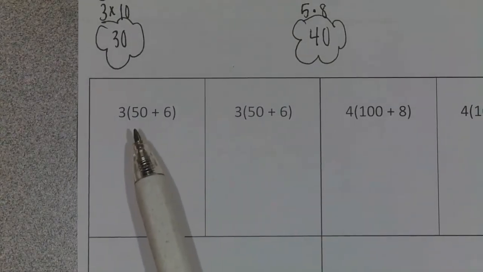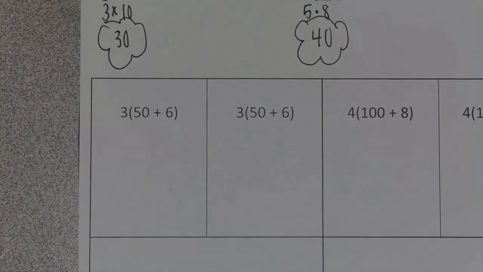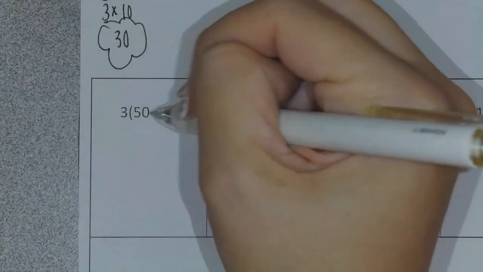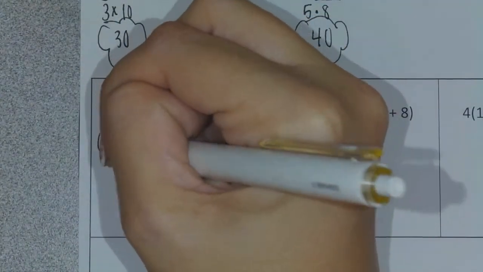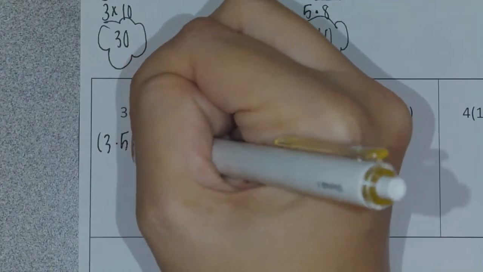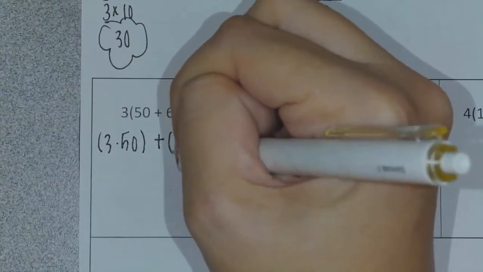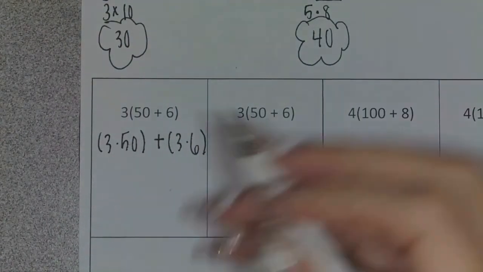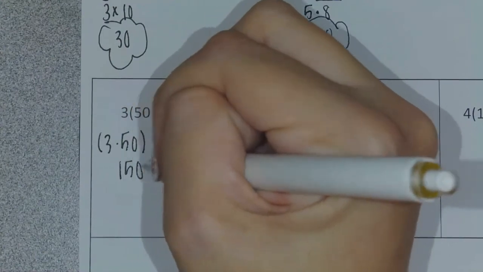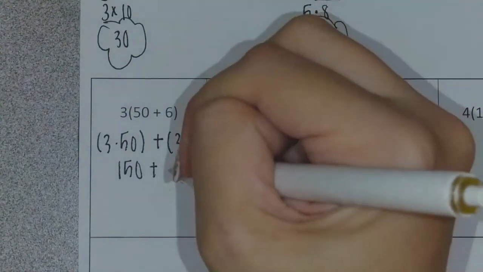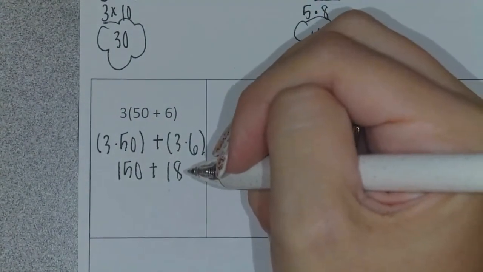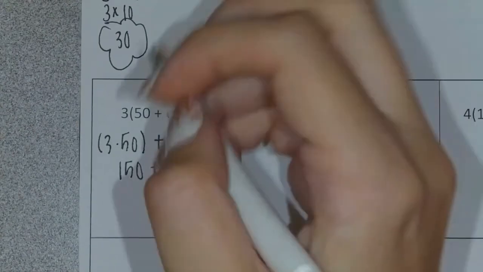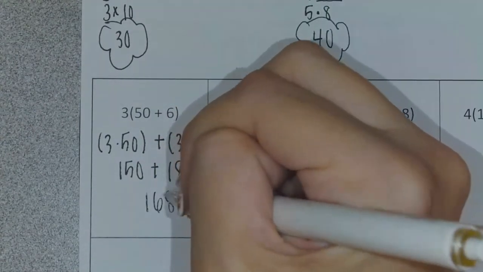And let's start there. So the distributive property, remember, says that we can take the product of the add-ins and add those together. So if I was going to do the distributive property, I would start with 3 times 50 plus 3 times 6. And I could solve. 3 times 50 gives me 150 plus 3 times 6, which gives me 18, for a final answer of 168.